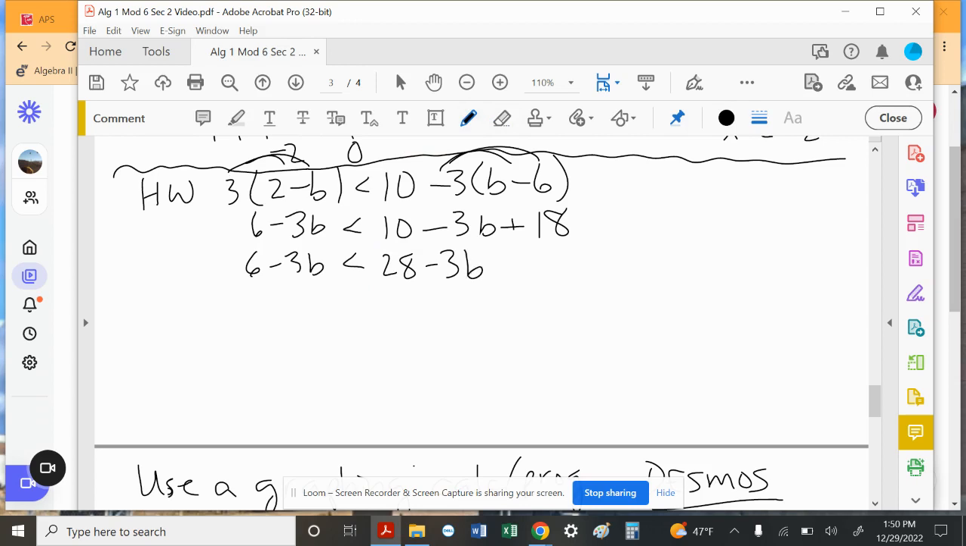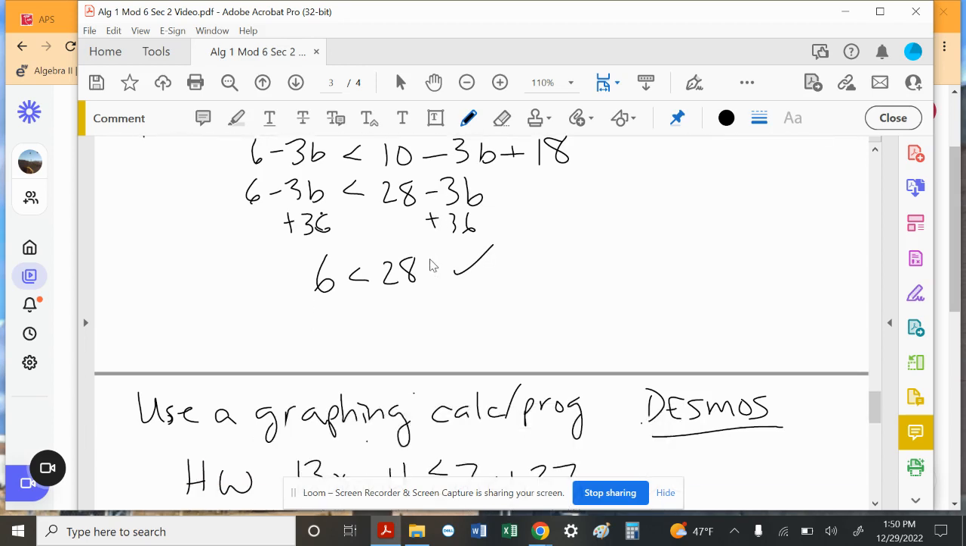In this particular case, what you'll notice is I have minus 3b and minus 3b. If I add 3b to both sides, I get 6 is less than 28, which is true. So in this case, all real numbers would work. Basically, if you were to plug any number into the original inequality, it would work just fine. So this is one of those special cases. I guess it's just by chance that I happened to pick one of those problems.